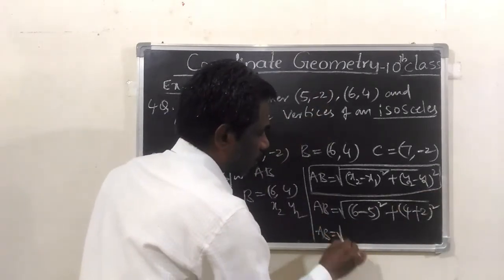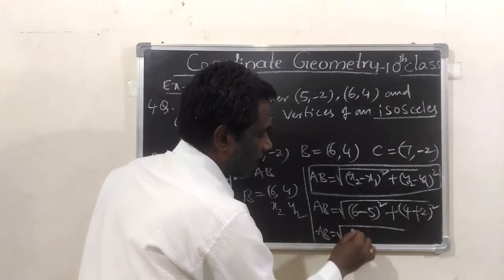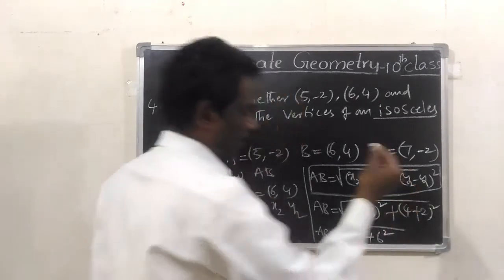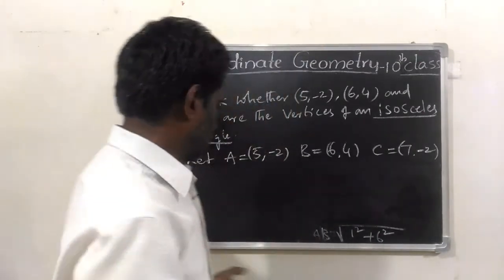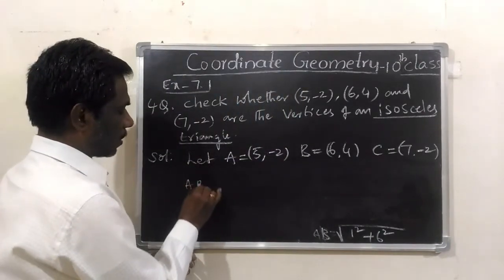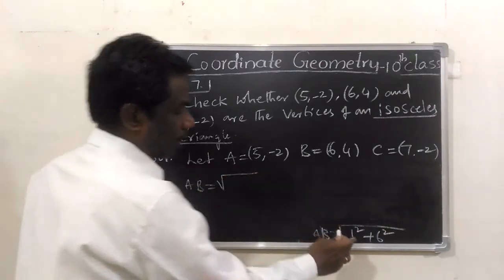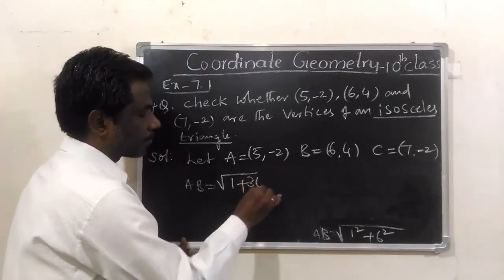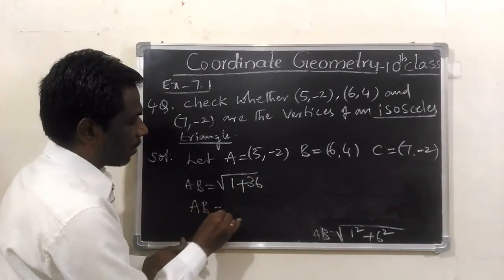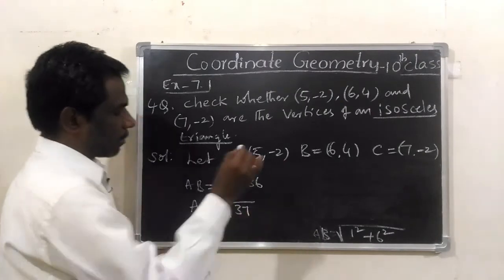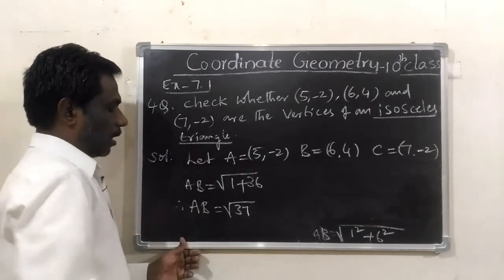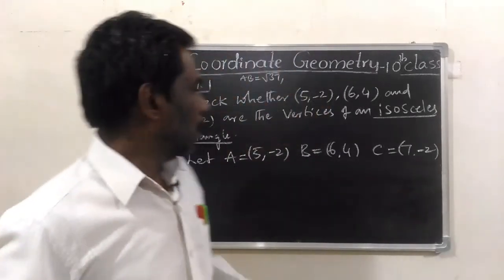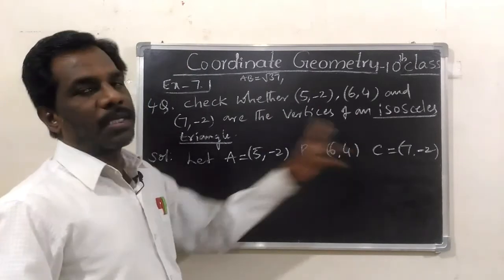Now AB equals under root of (6 minus 5 is 1) square plus (4 plus 2 is 6) square. So AB equals under root of 1 square, which is 1, plus 6 square, which is 36. So AB equals root 37. Therefore, AB equals root 37. Now I am going to find the distance between BC.